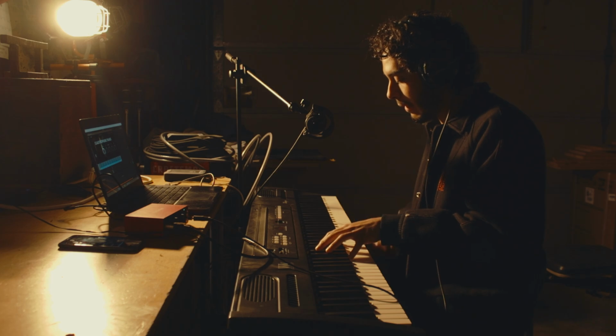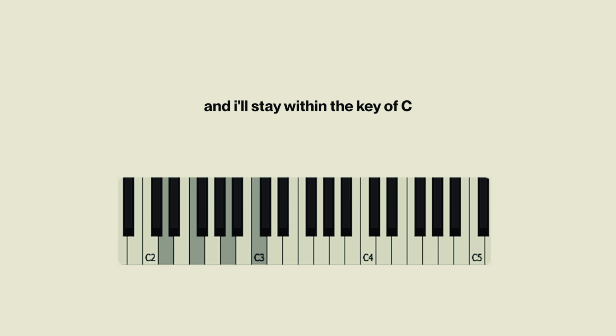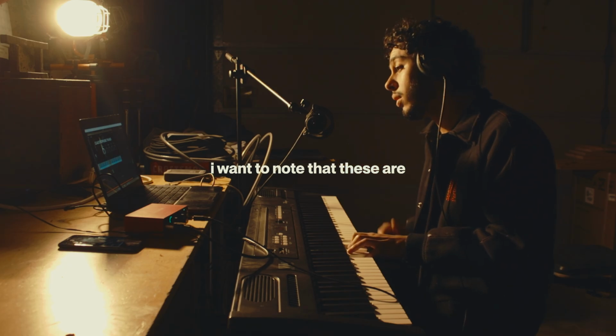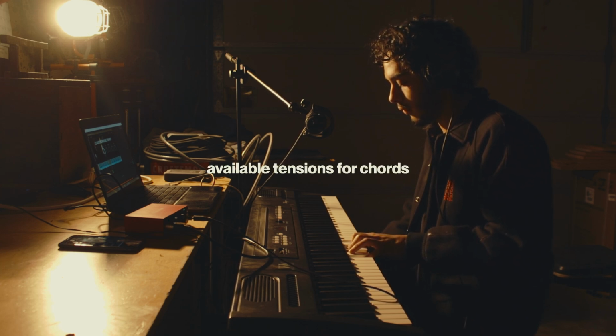Let's move on to minor chords. And I'll stay within the key of C, just using the white notes, just to make everything easier. So for minor chords, the available tensions are the 9th, 11th, and the 13th. I want to note that these are available tensions for chords.